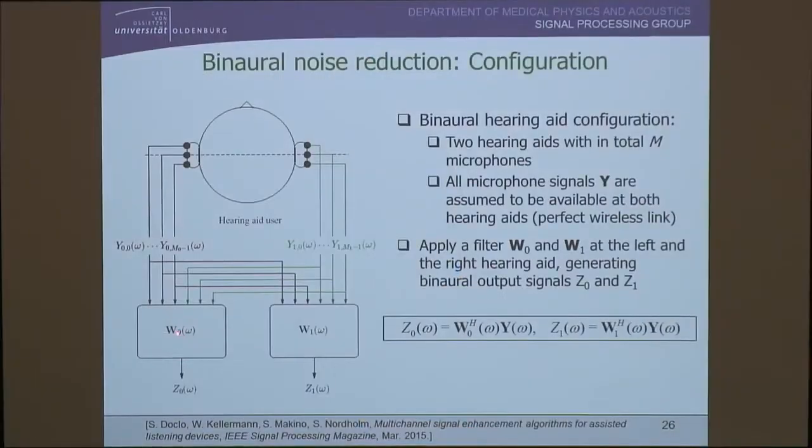So we have 2 filters here, W sub 0 and W sub 1, generating two output signals where we want to reduce noise, reduce reverberation, but also preserve the auditory impression of the complete scene. I mean, that's at least the goal we're aiming at.